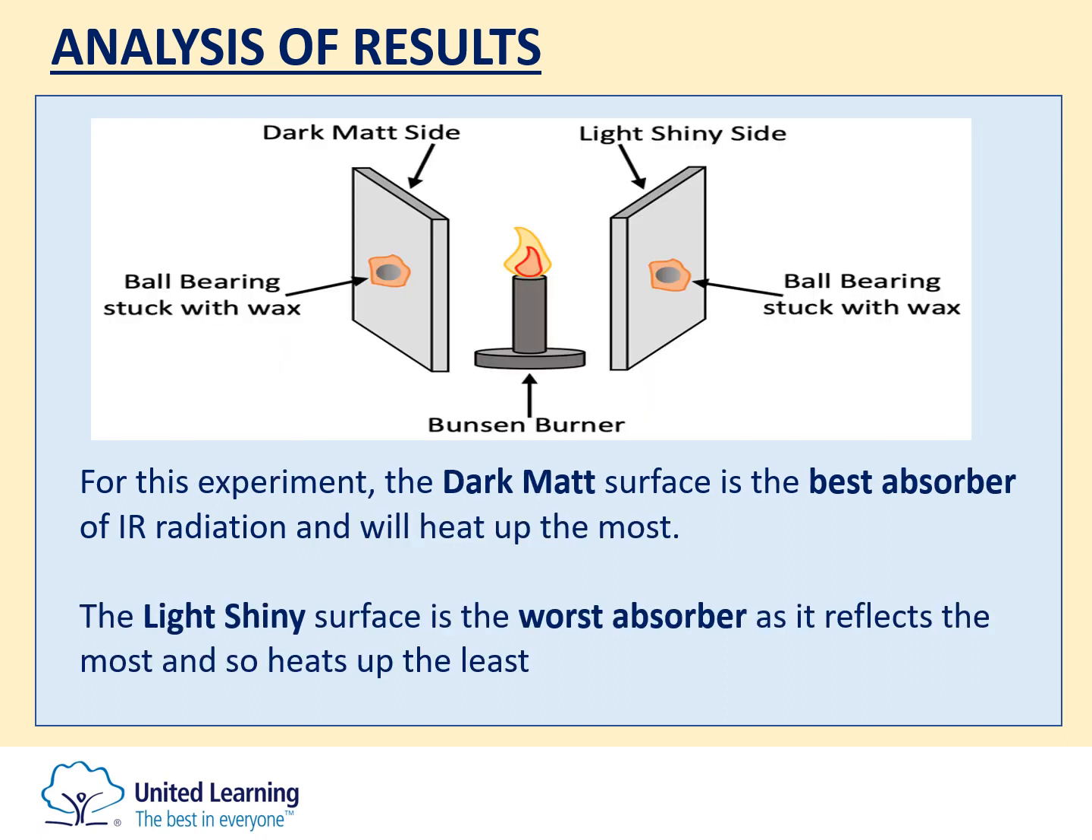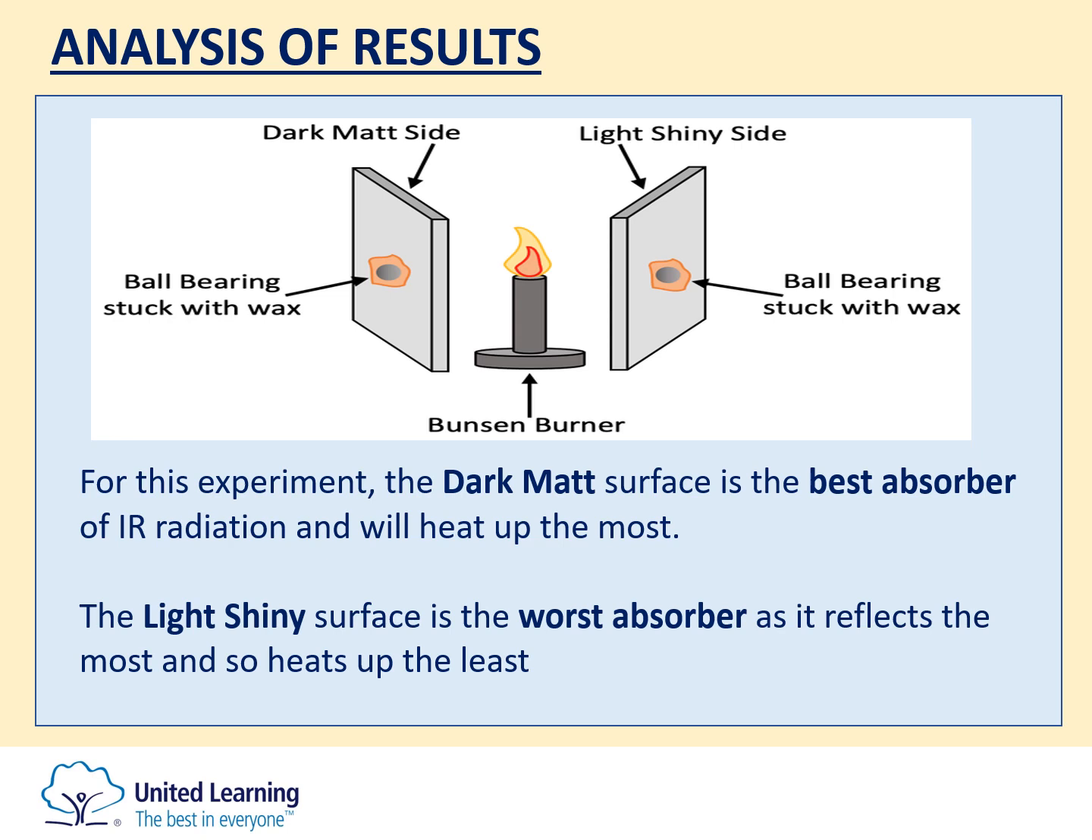For the second experiment, using the heater and the plates, again, you'll notice that it is the darker matte surface that is the best absorber of infrared radiation, and it will therefore heat up the most. The light, shiny surfaces are the worst absorbers, and that is because they reflect most of the infrared radiation. Remember, infrared radiation is just a wave, the same way that visible light is, and it can be reflected, particularly by a shiny surface. So in the case of this experiment, the darker and the flatter, the matte the surface is, the better it is at both emitting and absorbing infrared radiation. The lighter and the shinier the surface is, the worse it is at absorbing and emitting infrared radiation.